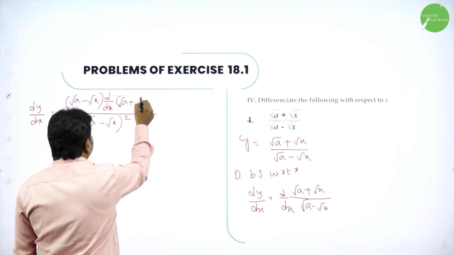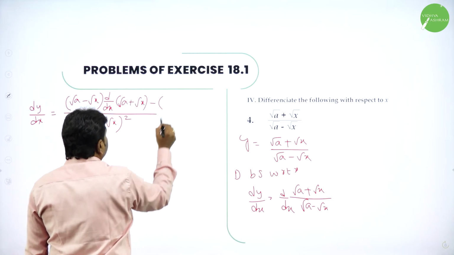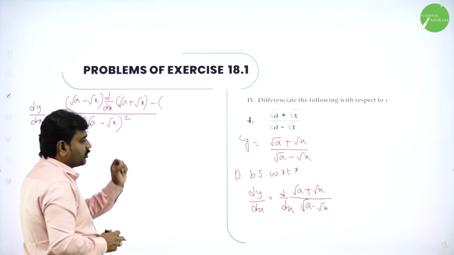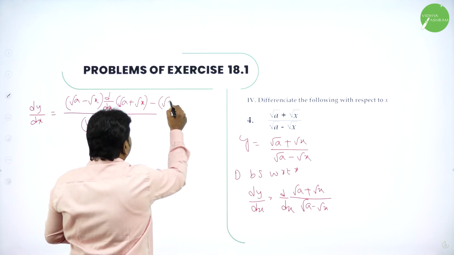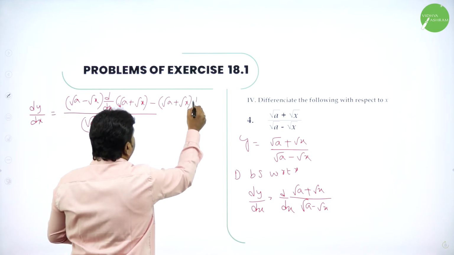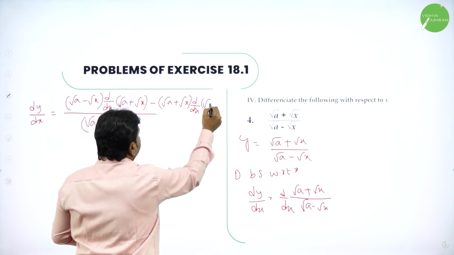denominator into derivative of numerator, that is root a plus root x, minus numerator into root a plus root x into derivative of denominator root a minus root x.